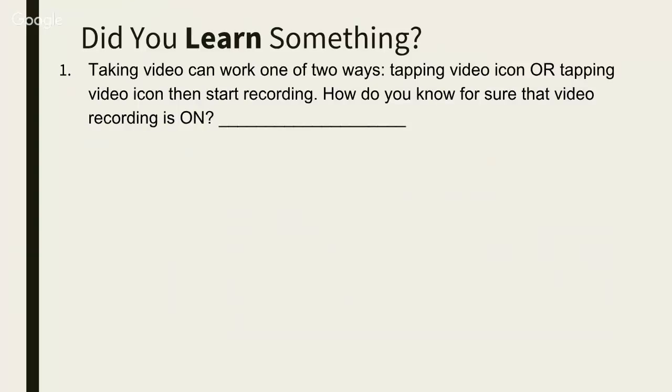Reboot. Taking video can work one of two ways: tapping the video icon, or tapping the video icon and then start recording. How do you know for sure that the video recording is on? Look at those numbers. Always look at those numbers going up. Don't do what I do, and just tap the button and assume you're recording, and then you tap it to stop. And what's it do? It starts recording.